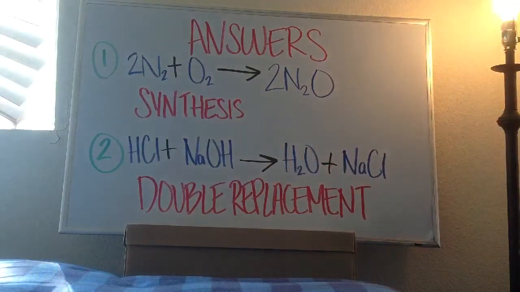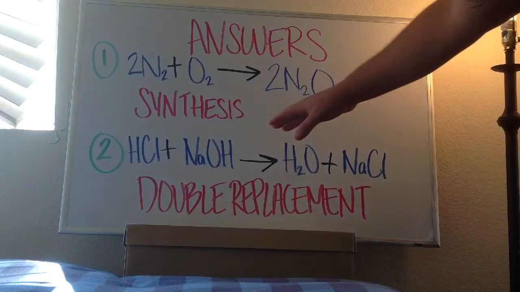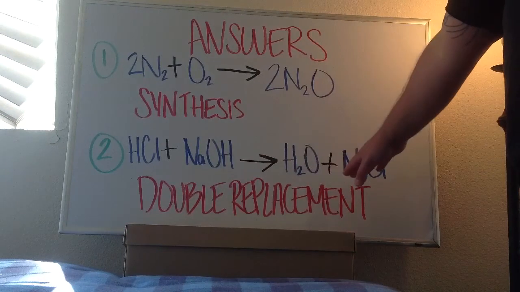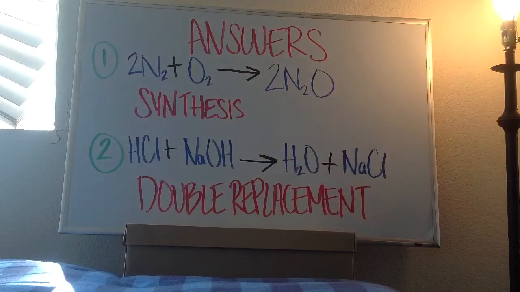Number 2: HCl plus NaOH gives a new product H2O plus NaCl. This is double replacement. We're switching two compounds and forming a new compound, again H2O plus NaCl.